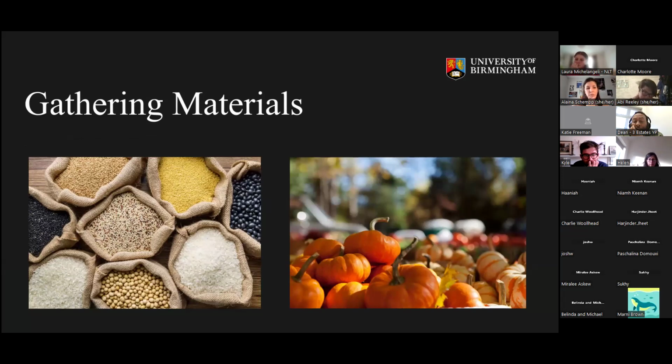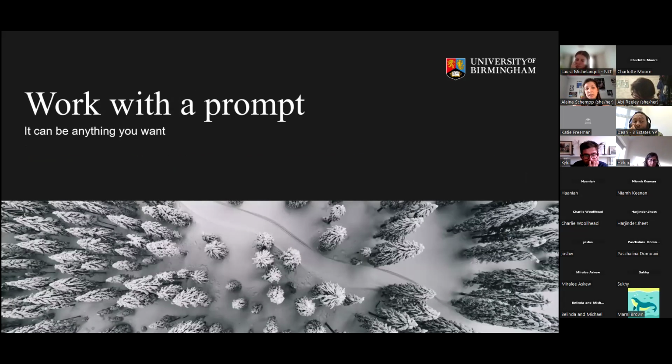So yeah, work with a prompt, because a prompt can really help you. This might be related to some aspect of a lesson that you might be focusing on, or it could be a particular theme, say a holiday coming around that's really important. It could be about a time of year. That's why you see an image of some winter trees covered in snow, whatever you like.